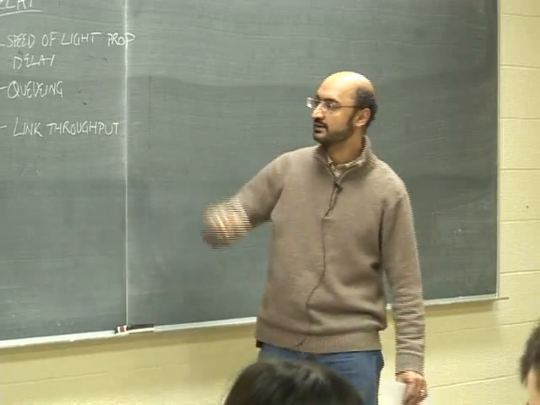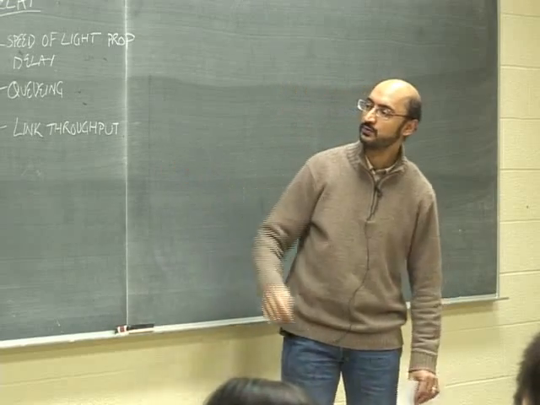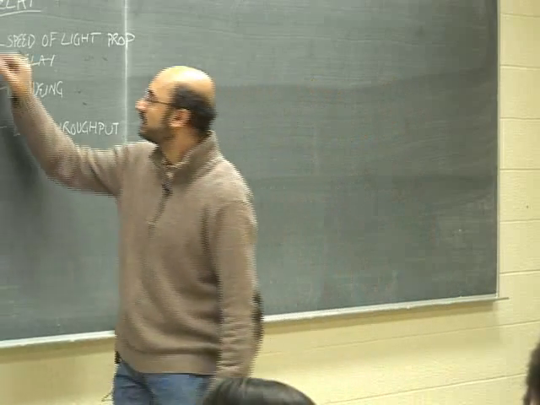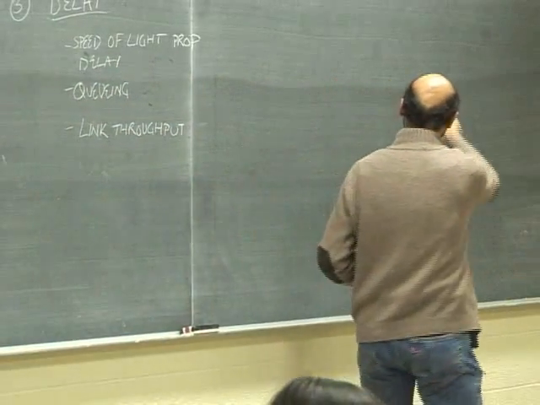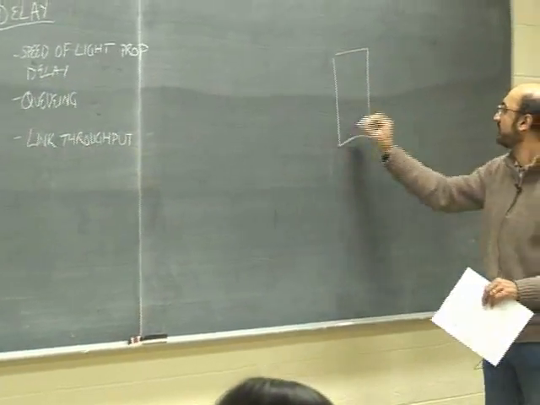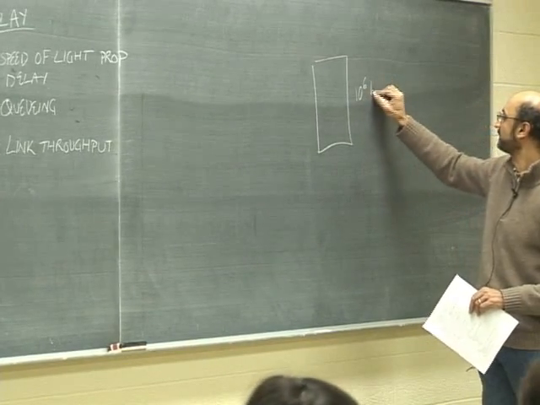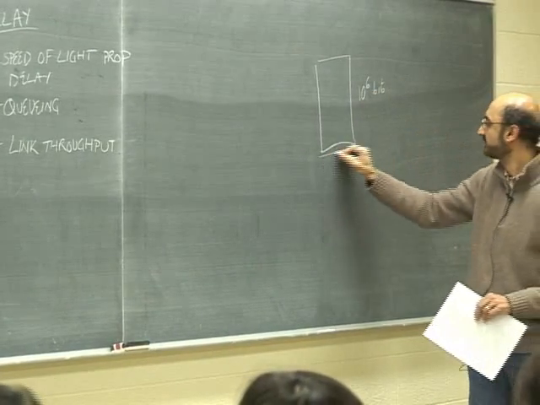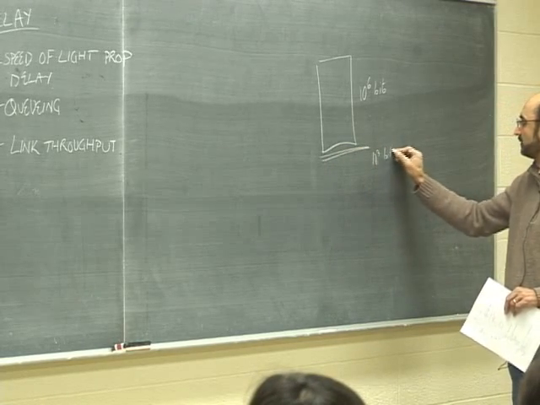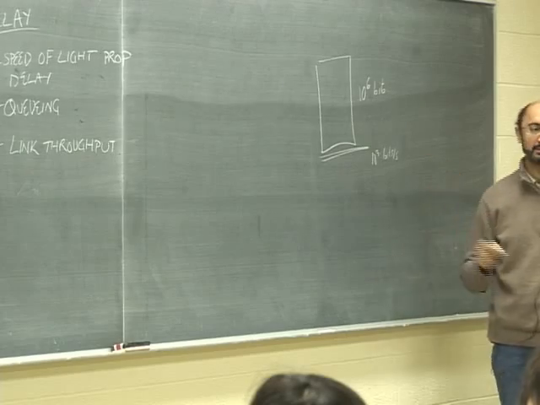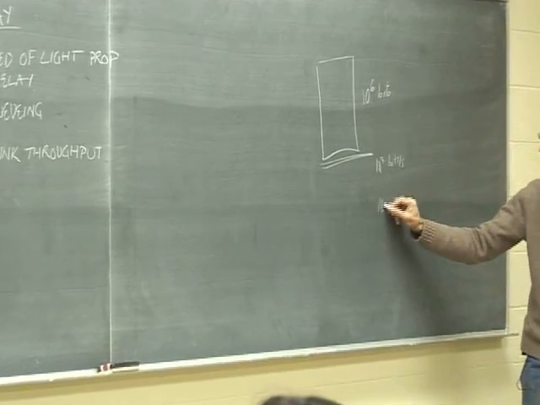But then you have another thing called the link throughput, which is a funny coupling between delay and throughput. Let's say I have a large file to send, and the file is 10 to the 6 bits. Let's say I'm sending it on a link which has 10 to the 3 bits per second as its capacity, 1 kilobit per second. It's going to take me 10 to the 3 seconds.